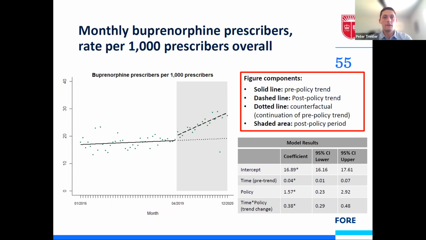So the number of physicians or other prescribers whose patients filled at least 1 buprenorphine prescription in the month. And that's per 1,000 overall prescribers in Medicaid. So the denominator is Medicaid prescribers who had at least 1 prescription of any kind in the month. And so you can see here that the number of prescribers was increasing before the policy, but then there was an association of the policy with both an immediate increase and then a trend change. So the number of prescribers increases more quickly after the policies go into effect in April 2019.